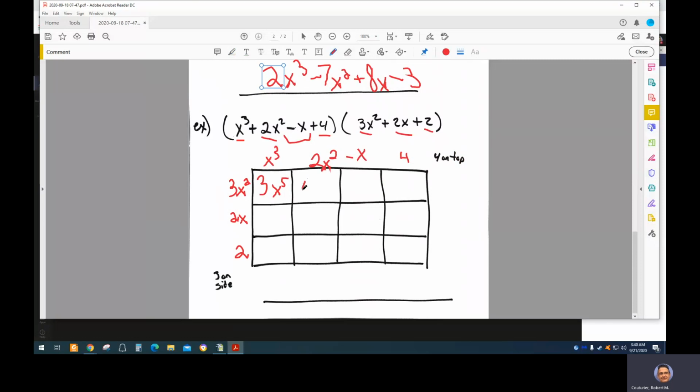3 times 2 is 6. X squared times x squared: base stays the same, add these exponents. 3 times a -1 is a -3. X to the second times x to the first is x to the third. And 3 times 4 is 12. And then this x to the second comes along.